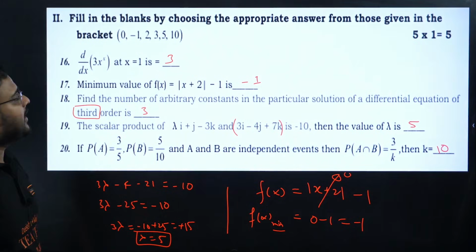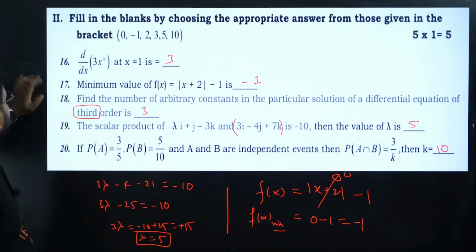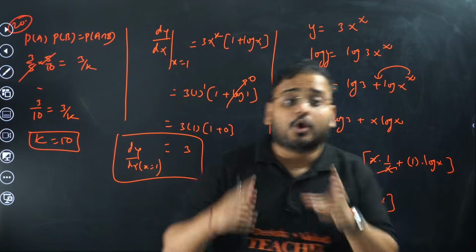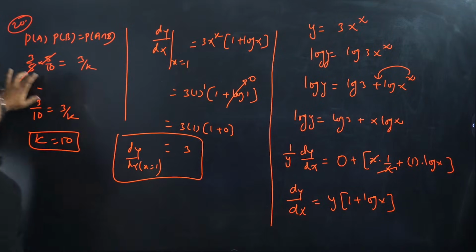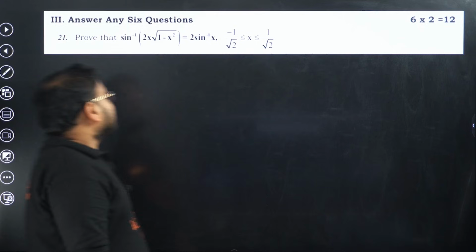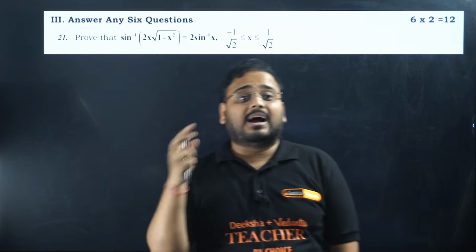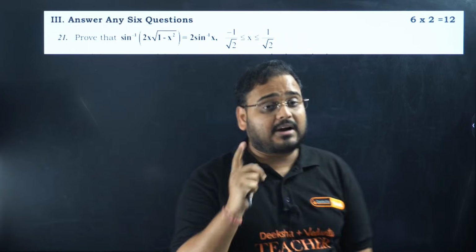So all your 1 marker questions are over now. Next, move on to question number 21, which will be your 2 mark category. Answer any 6 questions, but since I am solving it, I'll solve all the problems, and we'll have to be careful with our steps because everything matters over here.